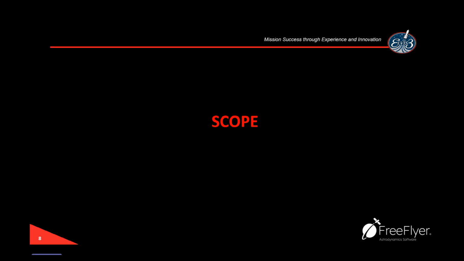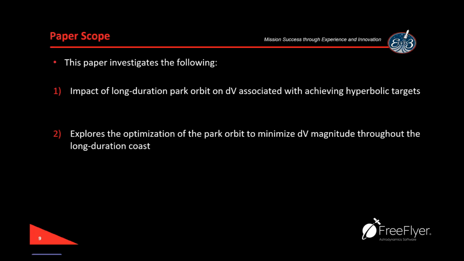Moving on to the scope. So there's two main sections for this study. The first is just studying what the impacts are of loitering in that park orbit on our delta V associated with achieving hyperbolic targets. And then once we understand what those impacts are, we can use the insights developed from that first phase to then look at how we can optimize the park orbit to minimize the delta V cost throughout the opportunity.